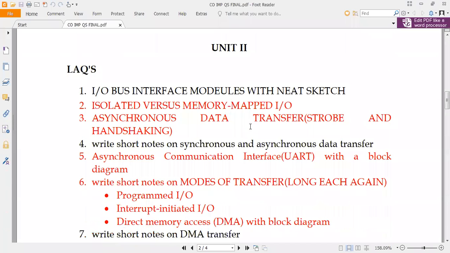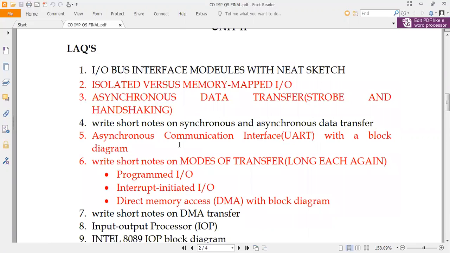Here, the IO bus interface modules, we have a simple diagram in which we make use of an interface for connecting the processor and the different devices, either a keyboard or other kinds of device. In order to communicate with the processor, we use an interface, whose role is to convert the electromechanical signals to electronic signals, so that the interface can provide communication between the processor and the devices. That is the significance of using an interface. And the next one is isolated versus memory mapped IO.